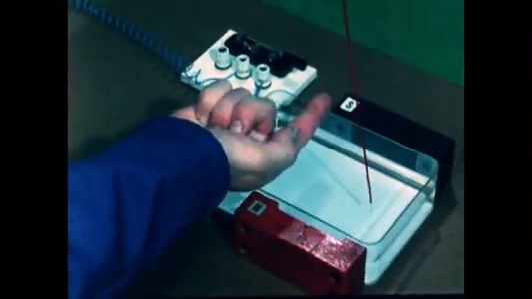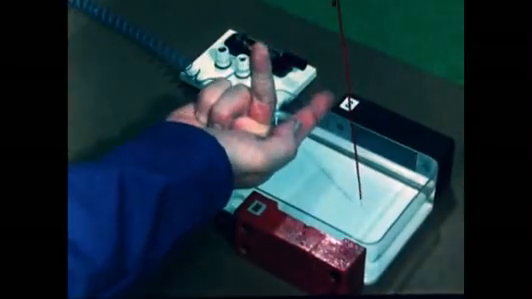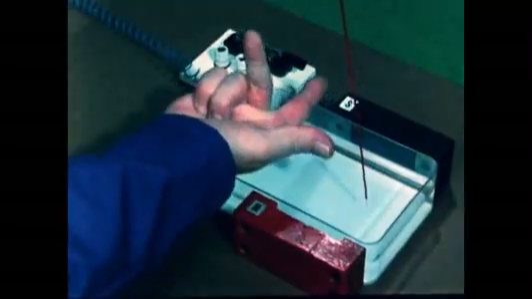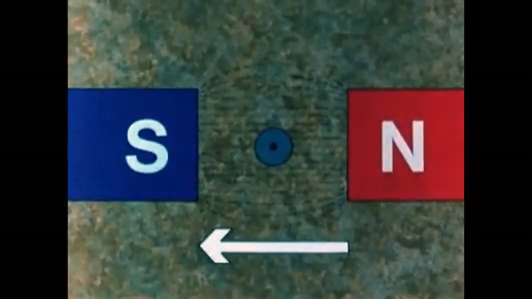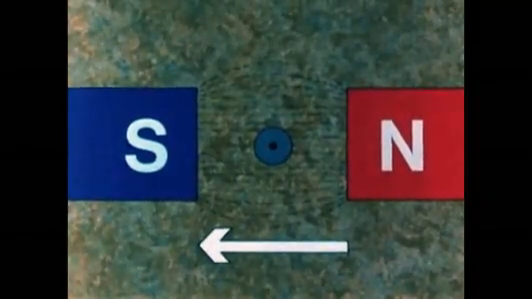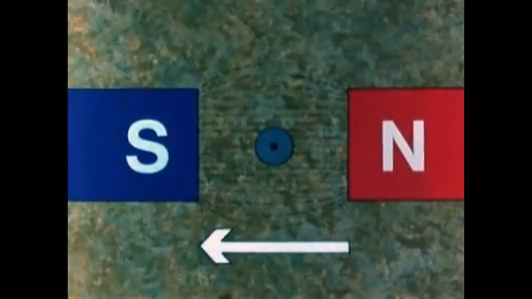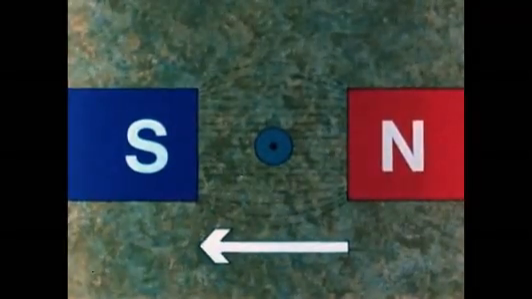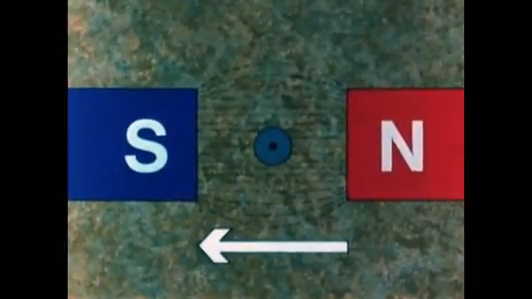In the experiment, when the current was flowing up the wire and the field was away from us, the wire moved to the right. On the diagram, the field was from right to left, and the current was toward us. So, which way would the wire move? We'll try it with the right-hand rule. First finger field, second finger current, thumb motion. The wire moved up the screen.